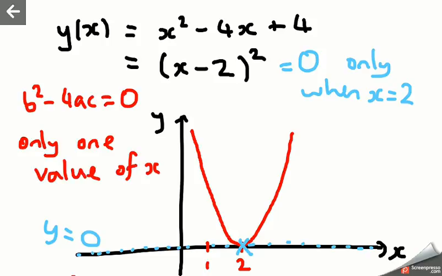Does b squared minus 4ac actually equal 0 here? Yeah, of course it does, because b squared is negative 4 squared, which is 16, minus 4 times 1 times 4, so minus 16. So 16 minus 16, of course that equals 0. So we know that there's only one value of x, when x equals 2.